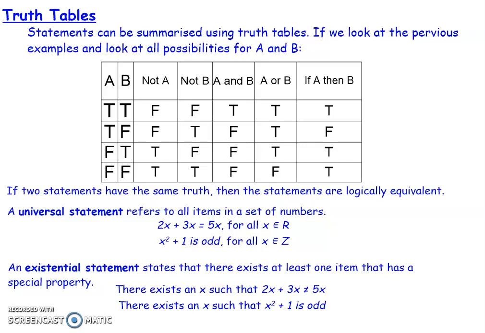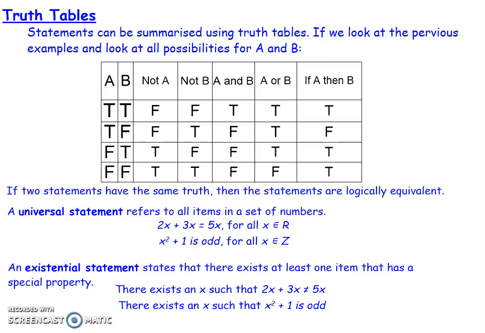Well, we know not A and not B would be true. A and B would be false, A or B would be false, and if A then B would be true. Because if one statement's false and the other statement's false because of that, overall it would be true. So if A was false, then B is false. That is true in this scenario. And from this you can see that if two statements have the same truth, then the statements are logically equivalent to one another.